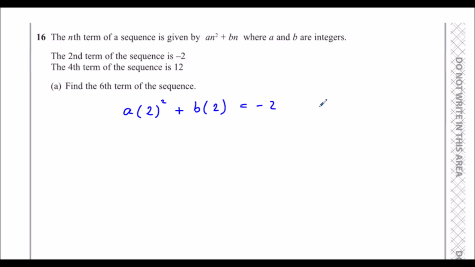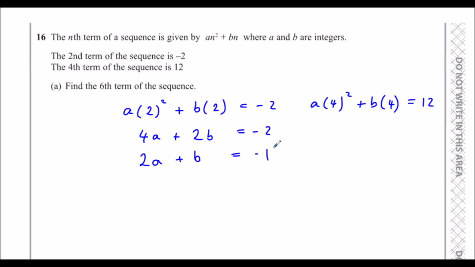And I'm going to have, for the fourth term, n is 4. So it's going to be a times 4 squared plus b times 4 equals 12. So 2 squared is 4. So that's 4a plus b times 2 is 2b equals negative 2. And I'm going to simplify it. Everything in this equation is in the 2 times table, so I can divide everything by 2. So 2a plus b equals negative 1.